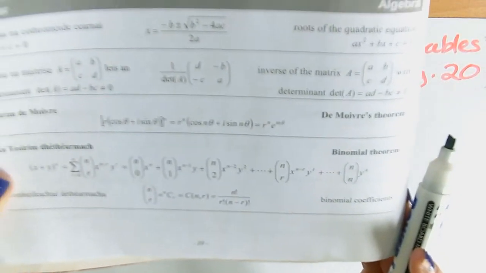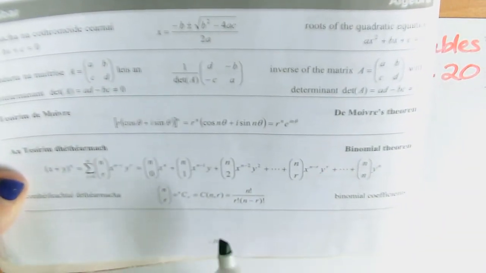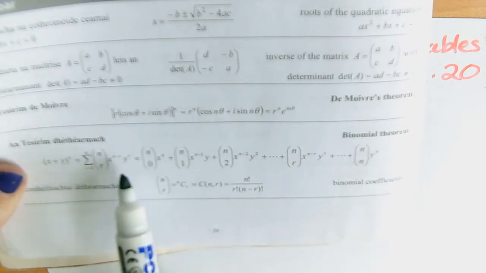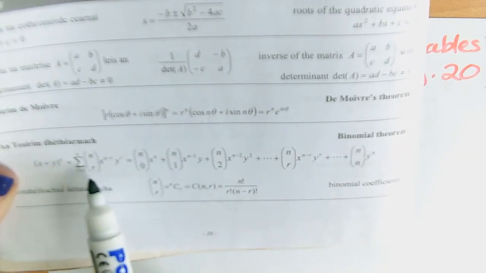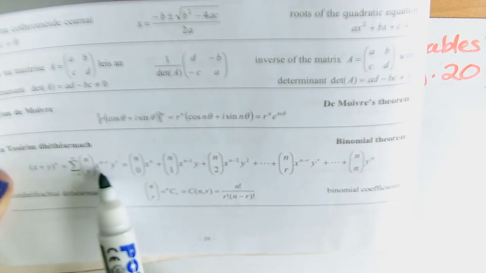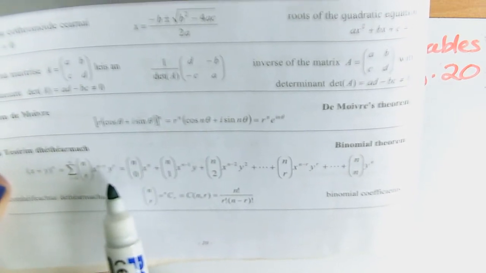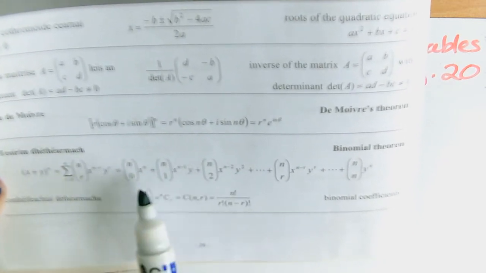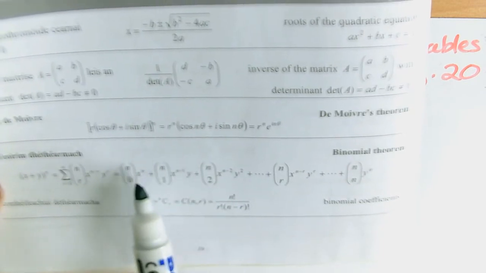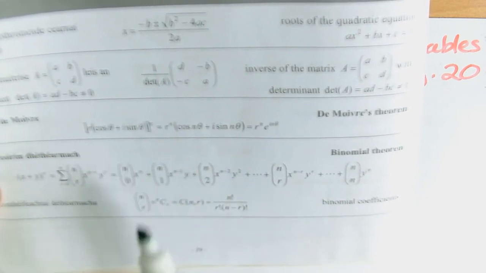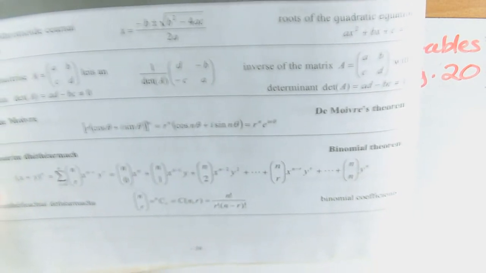So if you look here, you can see that in your log tables you have the binomial expansion. We have the shorter version here, where we have the sum of n choose r, x to the power of n minus r, y to the power of r. Then we have the longer version here, where it's n choose 0, x to the power of n, etc. Okay, so this is on page 20 in your log tables.